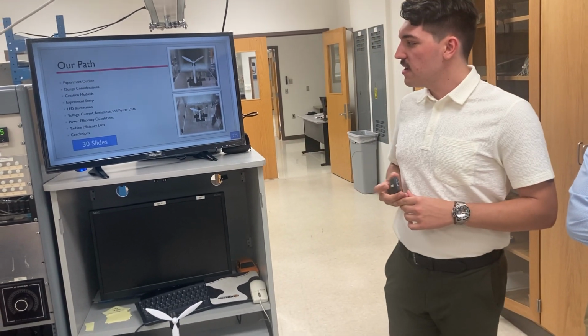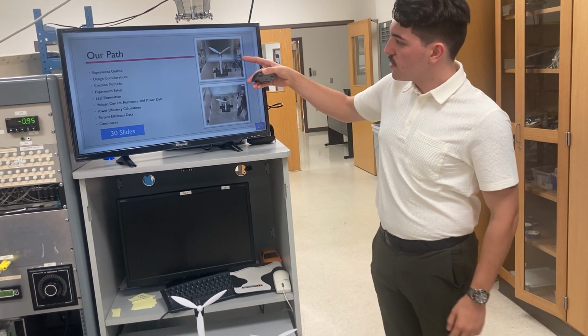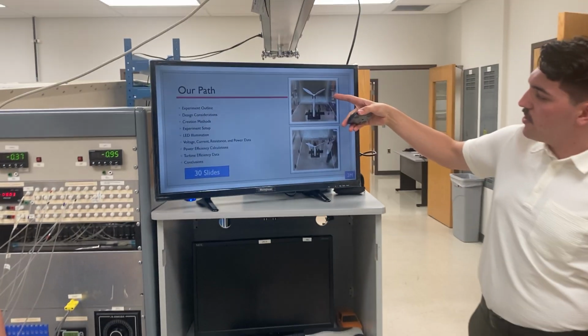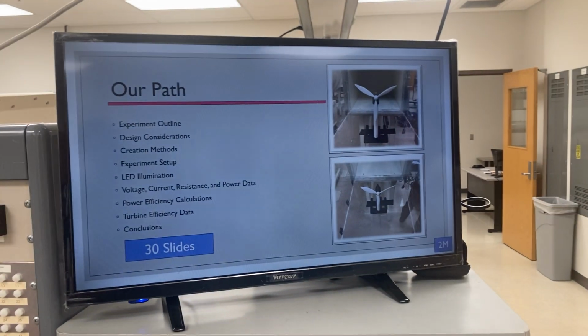This is 30 slides, and you can see some images here of our turbine in the wind tunnel. We have a front-facing view and a top-facing view here. That's how we tested it. Okay.